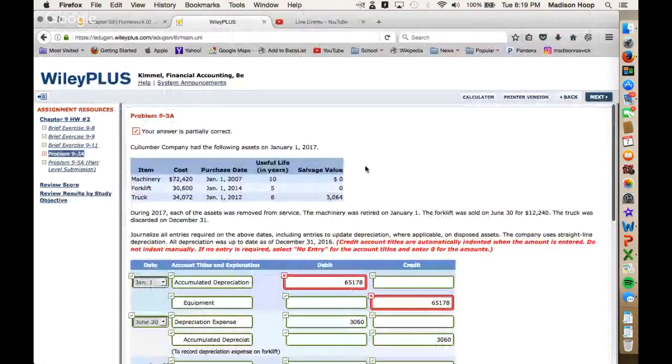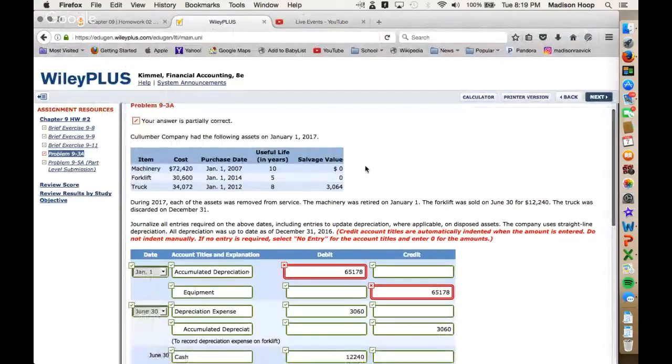This is problem 9-3A. If you look in the back of this chapter in the book, through all the questions, they have a question very similar to this, and it's also learning objective number 3 that'll help you with this.